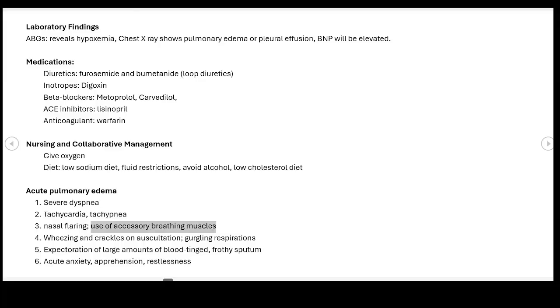These are all signs that we have cardiac problems. Then we have wheezing and crackles on auscultation. Anytime you hear crackles, it's a sign that we have fluid building up there. Then the person will now be coughing blood. When they cough, there's a large amount of blood that comes, and sometimes they will not be coughing blood. The sputum will be more frothy. Then acute anxiety or apprehension is also another thing that you'll be seeing because the person will be more anxious because they are lacking oxygen. So it's like they are drowning.